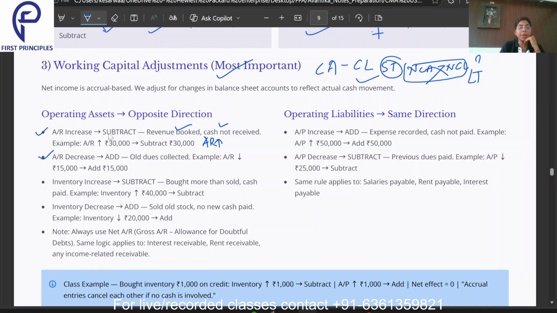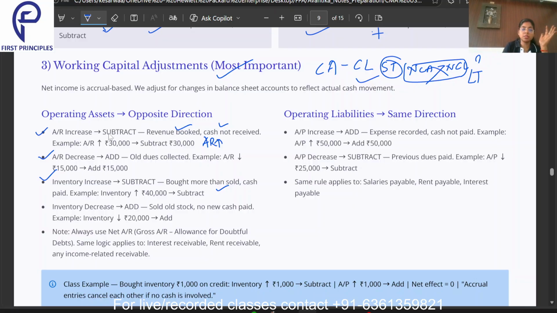Now third, inventory increased, that means we have bought more than sold, cash paid. The number of items we have bought is more than the number of items we have sold. So that's why we have to subtract the increase in inventory amount, in order to arrive at the correct figure of cash flow from operating activity.